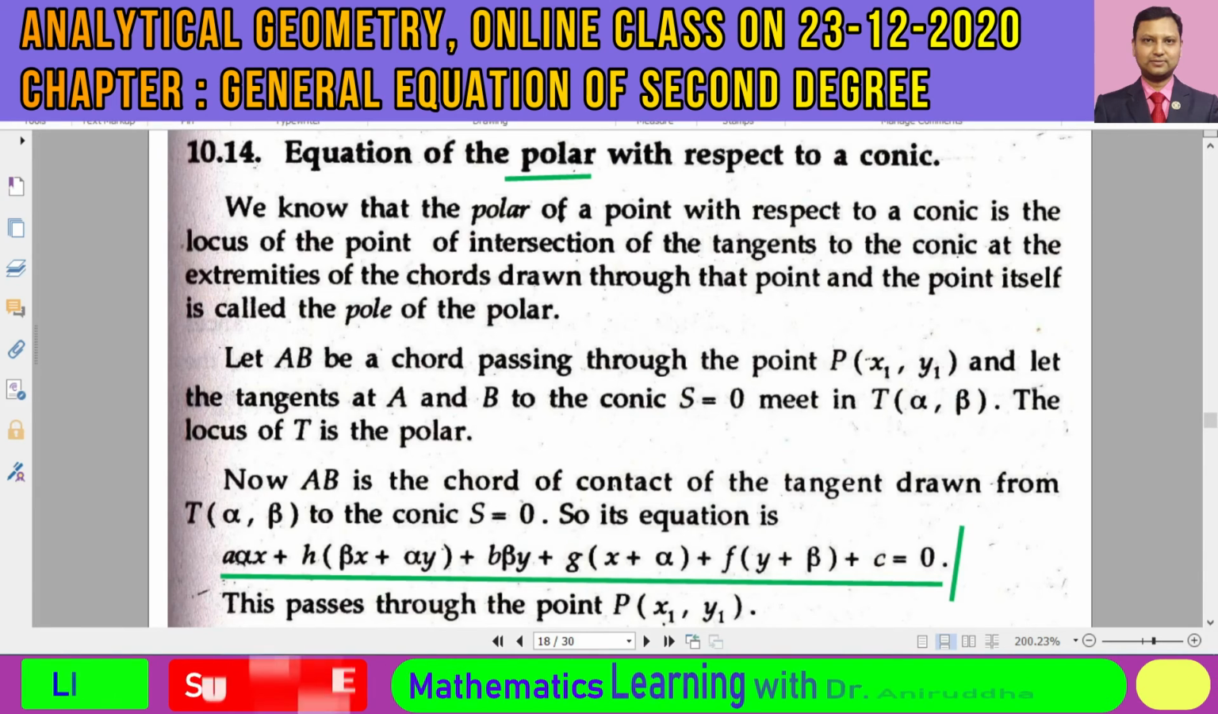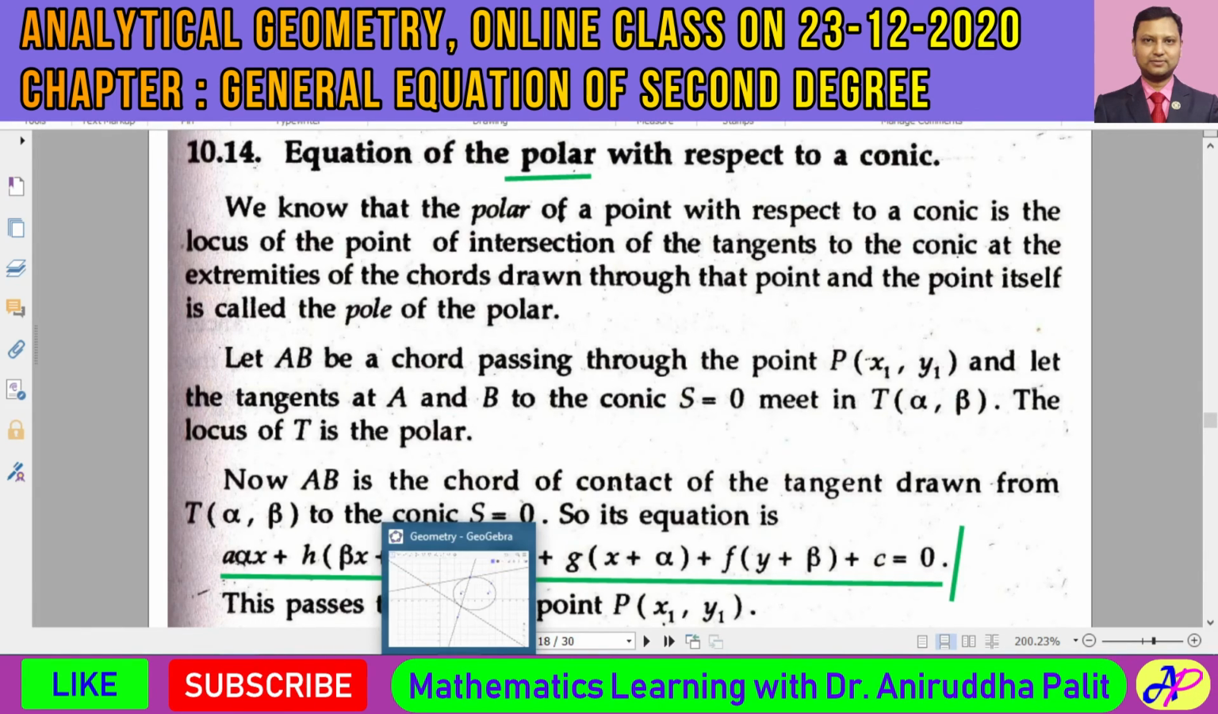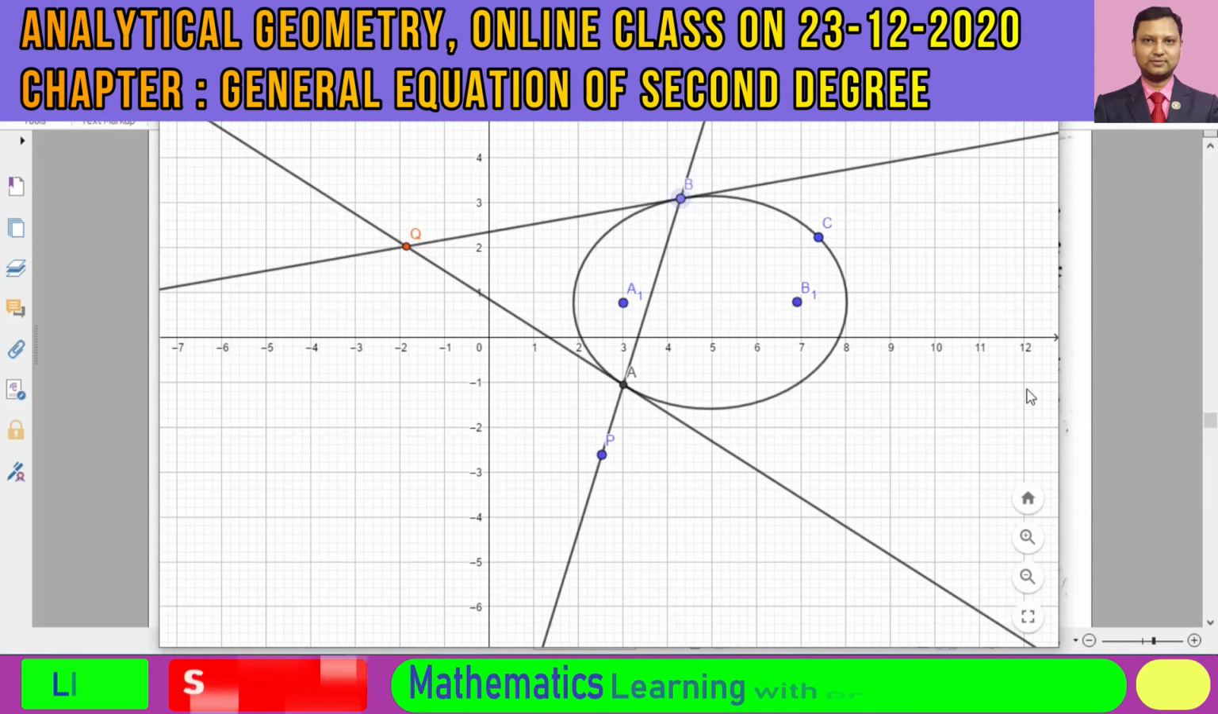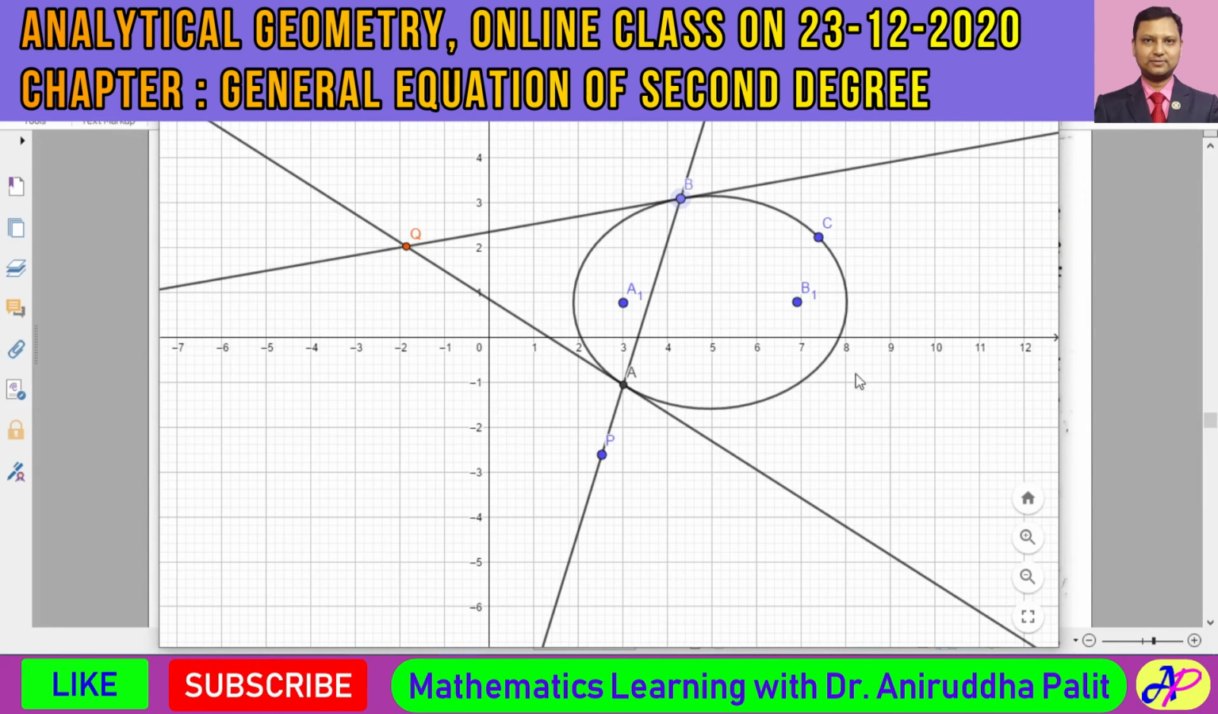Okay. Let me show you a picture for you. Suppose we have a curve like this. Say we are considering an ellipse.